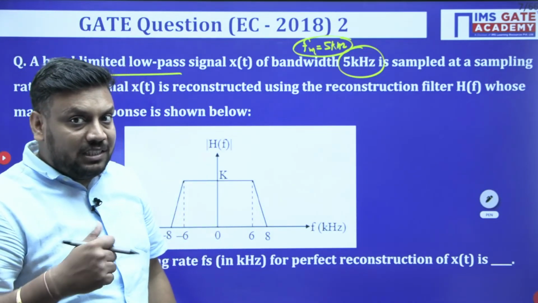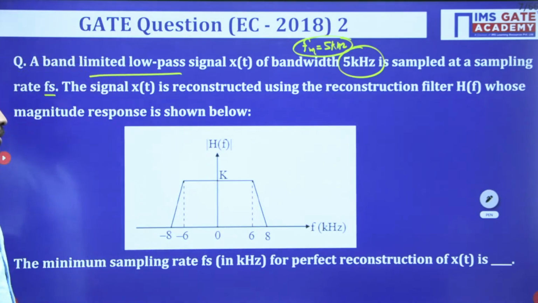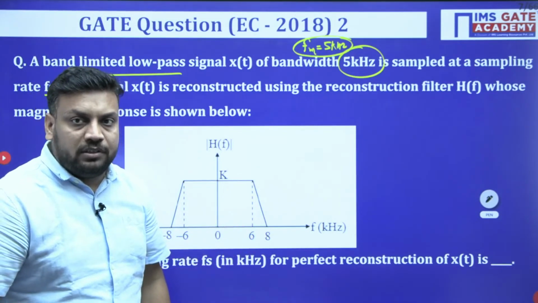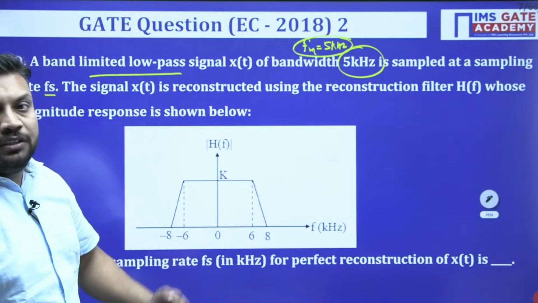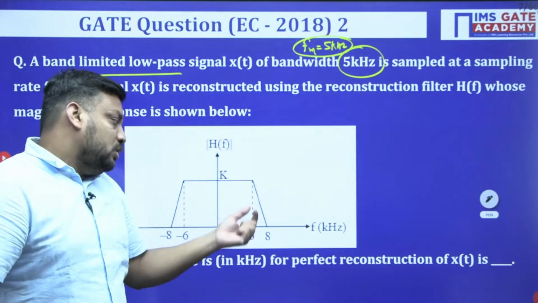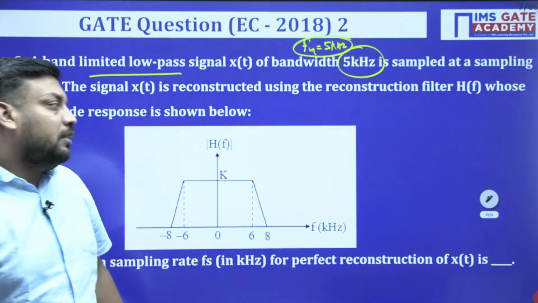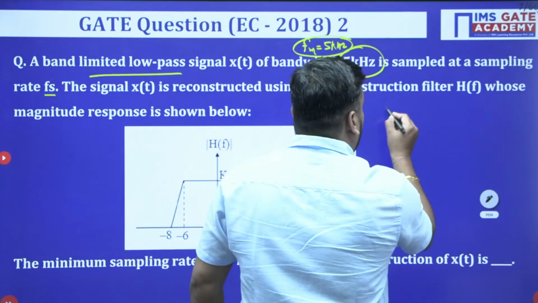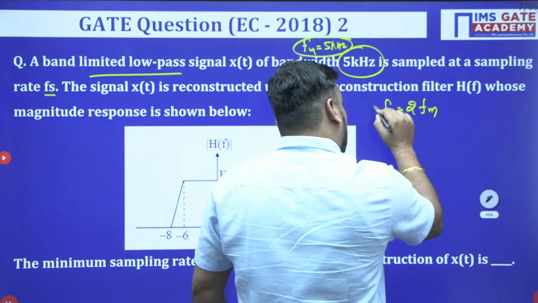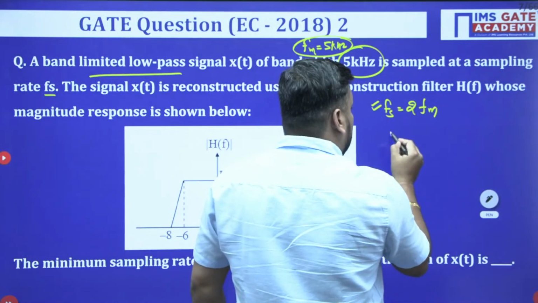Now Krishna says 11 kilohertz. Why, sir? Because Krishna is taking the cutoff frequency of the low pass filter as 6 kilohertz. Yes. If you take 6, then by using this formula I told you, you find the Nyquist rate. We have this formula, but this is not sufficient. We should also check this.